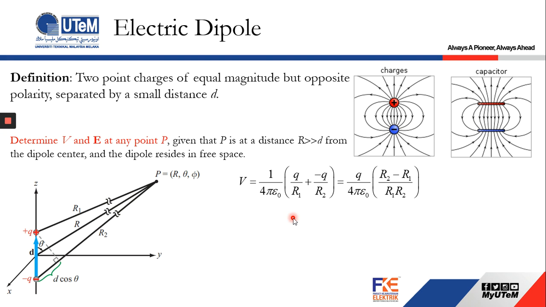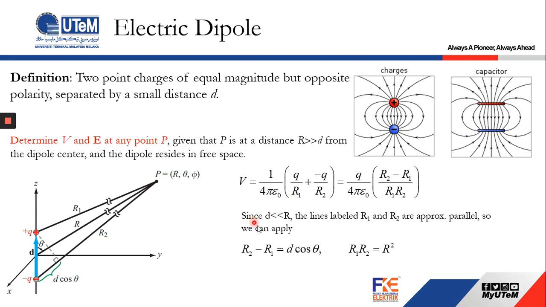So for electric scalar potential V, for point charges, now we have 2 point charges, positive and negative, and the magnitude is the same. So we have the equation as 1 over 4 pi epsilon naught, and then Q divided by R1 plus negative Q divided by R2. So we can simplify this equation to this form here. Now, we can further approximate this equation in terms of R2 minus R1 and R1 R2.